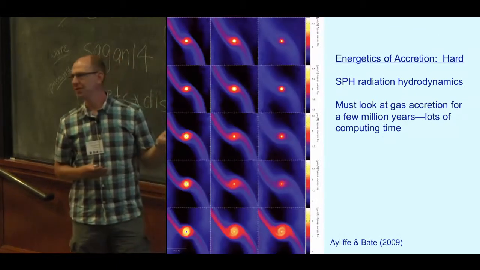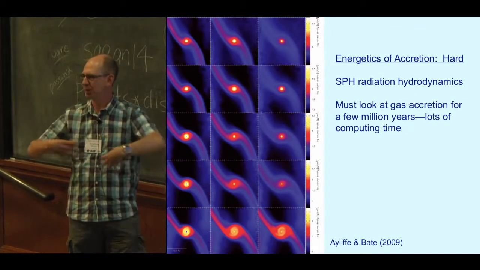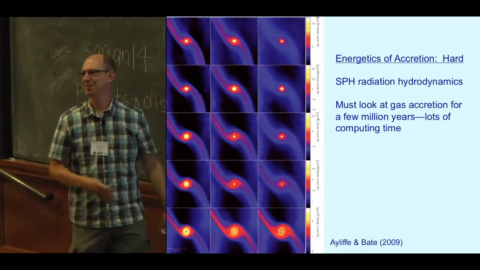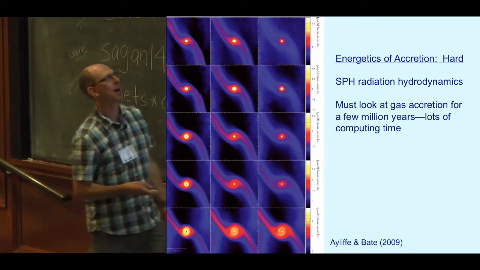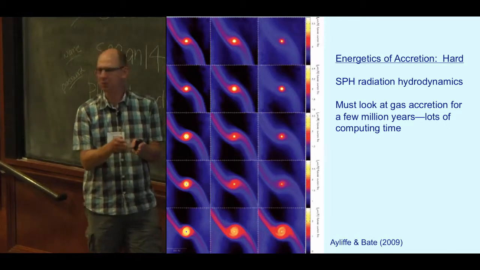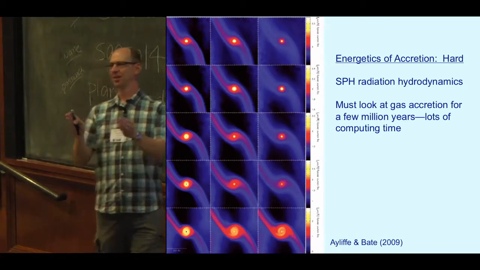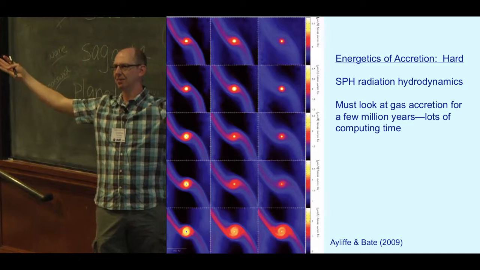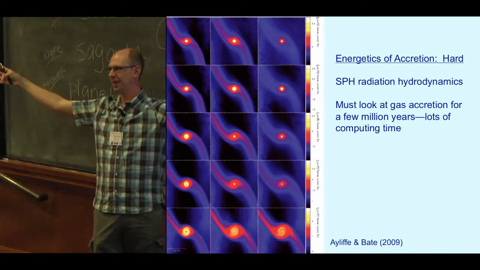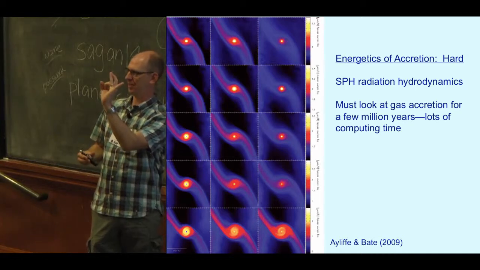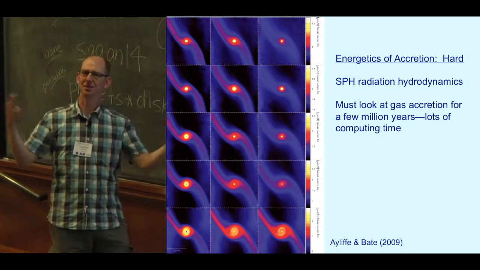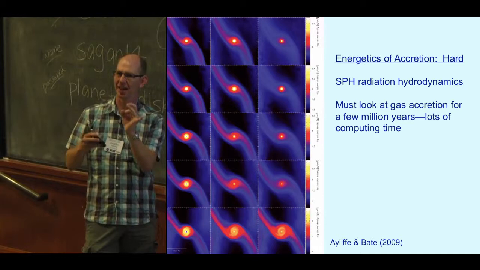You might ask the question of, well, why can't we just run the model and see what happens? And in 3D with radiation and hydro and stuff like that. And you can, but the problem is that you've got two problems. One is the problem of scale. You've got gas coming in from hundreds or thousands of Jupiter radii, and you've got a core that's about the radius of the Earth. And so you want to see what happens to gas that's accreting onto that object.